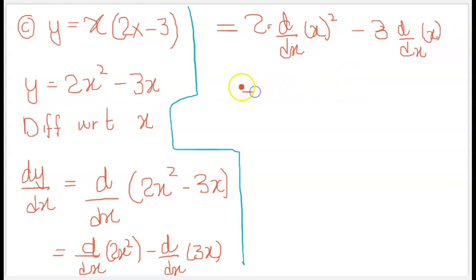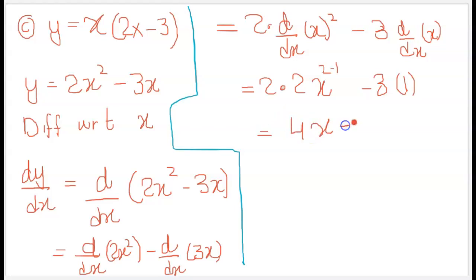Now that becomes 2 is there. This 2 comes out. Reduce the power by 1, so 2 minus 1. 3 is here, and you know differential of this one is just a 1. So that will be a 4x minus 3.